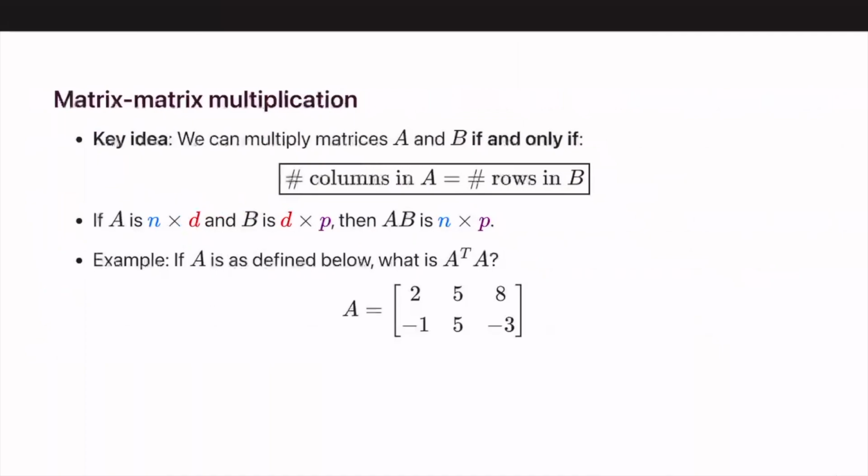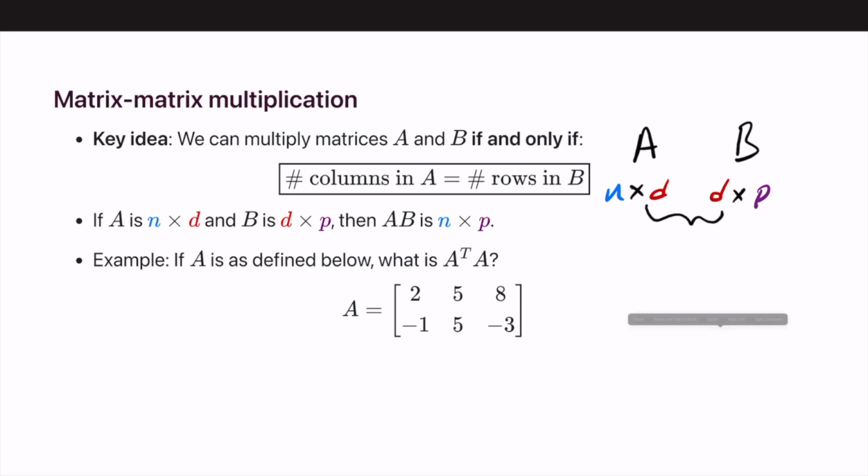So the idea here is that if we want to multiply 2 matrices, A and B, the only way we can do it is if the number of columns in A is equivalent to the number of rows in B. One simple way to think about it is that if you have A and you have B, an N by D matrix and then a D by P matrix, these two inner dimensions need to match.